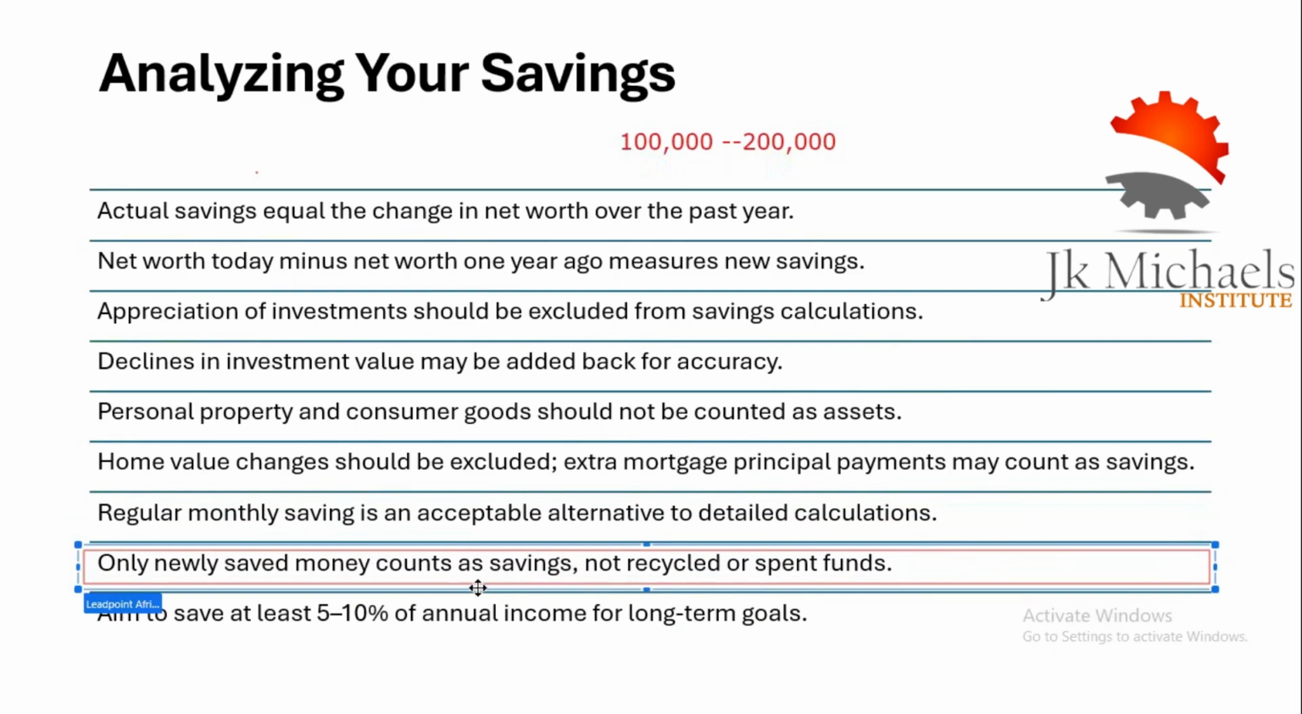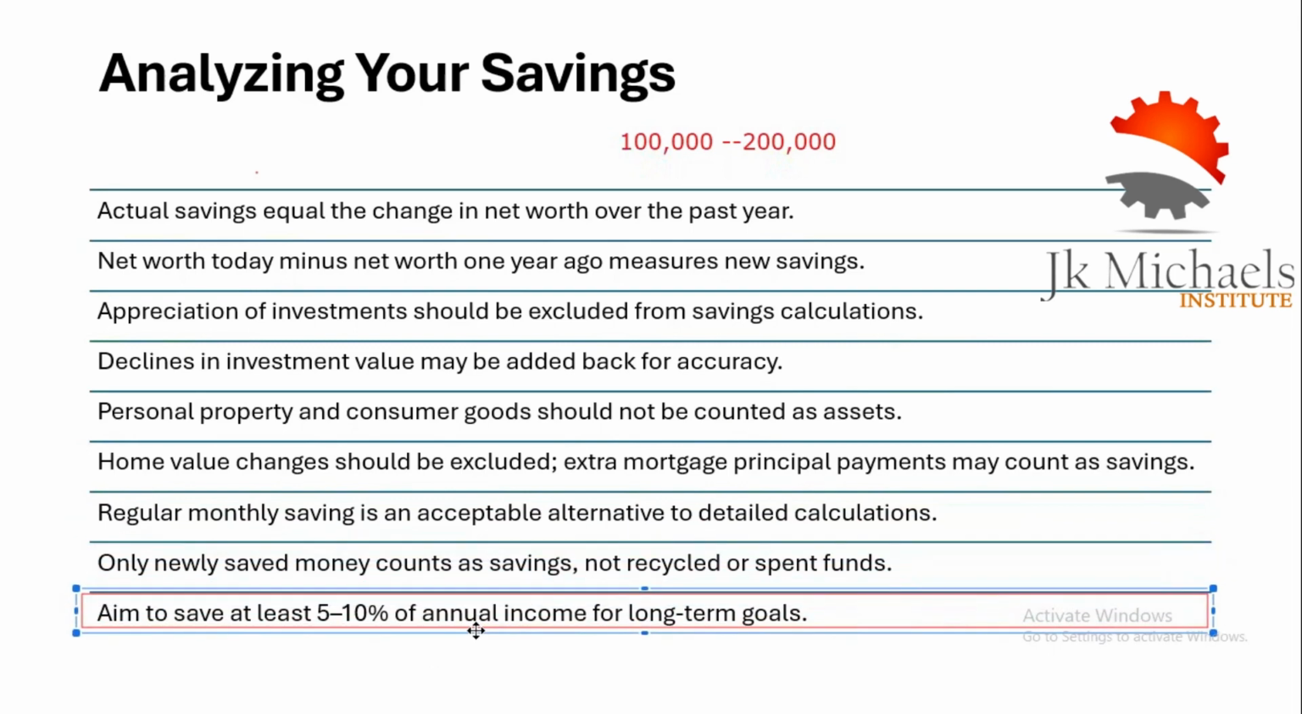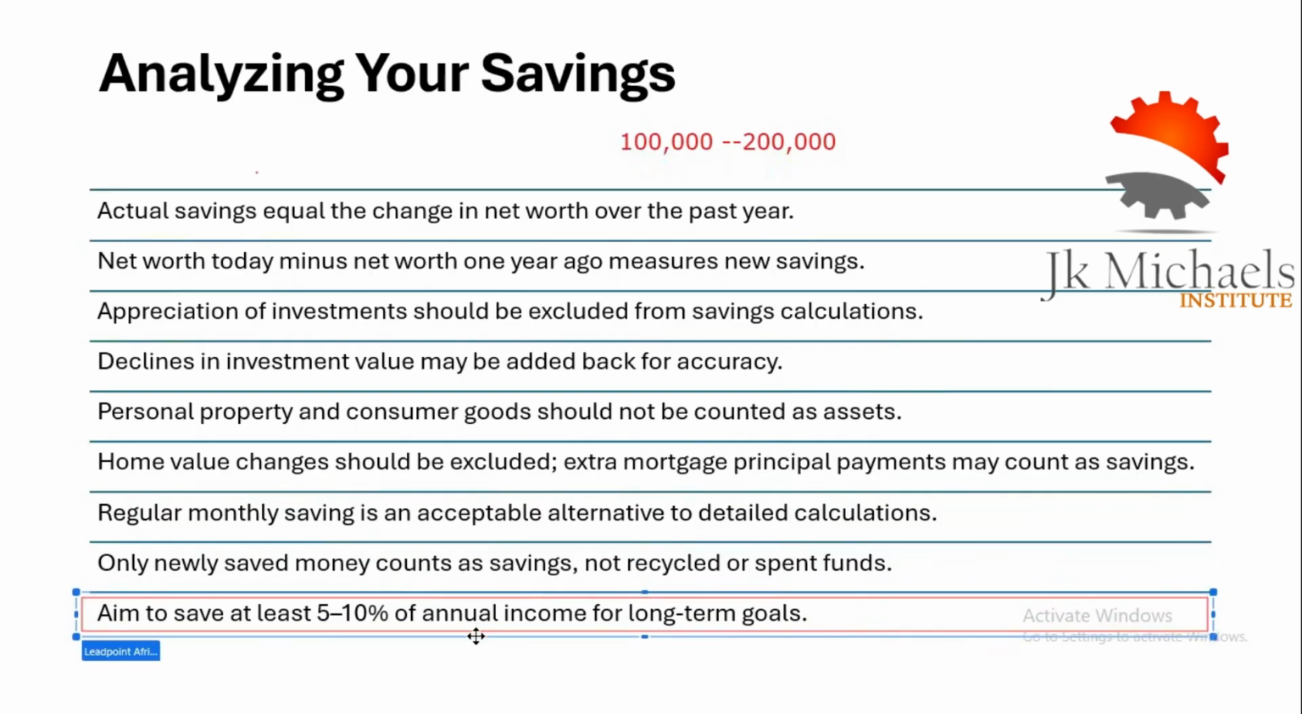And you want to aim to save about 5 to 10% of your annual income for your longer term goals. I'm going to ask a very simple question. How much of your current income do you save? Save up to 10%. There are people who do as high as 20, 25%. If you can manage that, just know that you will accelerate your ability to meet your long-term financial goals, right?